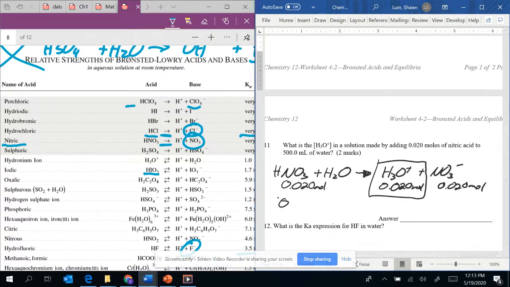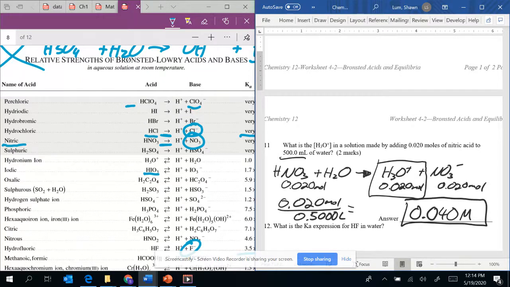So I'm simply going to go 0.020 moles divided by our liters, 500 mils, or in other words, 0.5000 liters. I have my calculator here: 0.02 divided by 0.5 equals 0.04. Now that I think about it, I didn't need a calculator. 0.04 molarity.